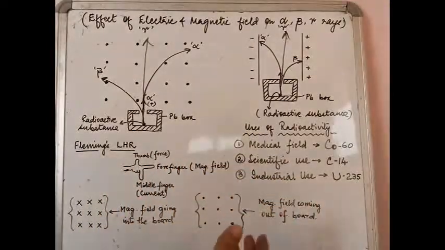Then in the scientific use, you can have carbon 14, which is used for carbon dating, that is determining the age of age-old fossils and all those things. Okay, then comes the industrial use. Industrial use is obviously for industrial purposes. Now what can be the industrial purpose of such radioactive elements or isotopes? Obviously in nuclear reactors, you study them in geography, in physics, in many other subjects. Nuclear reactors use radioisotopes as the fuel.